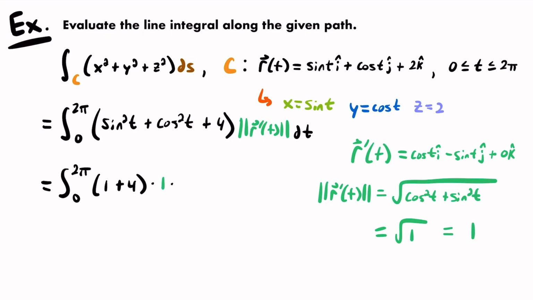Even though it doesn't change anything, it is important to remember to include it in your line integral because it won't always be equal to 1. That is a very important piece of the line integral, so you don't want to forget it. But then what we're left with here is a very basic definite integral. In fact, it's even easier than what we had in the previous example, because 1 plus 4 is 5, times 1 is just 5. You can pull that to the front of the integral, and you have 5 times the integral from 0 to 2 pi of dt.